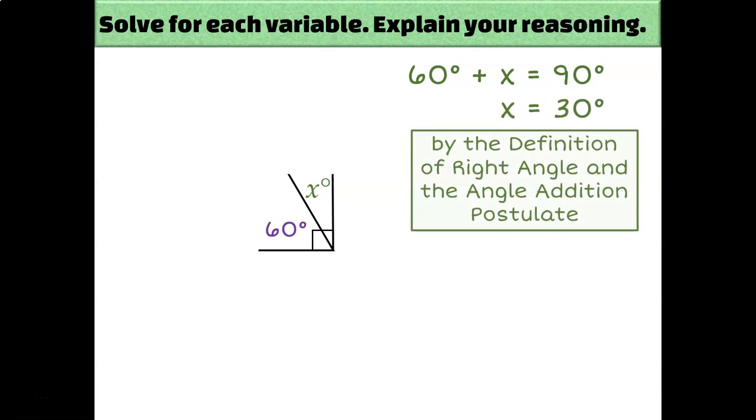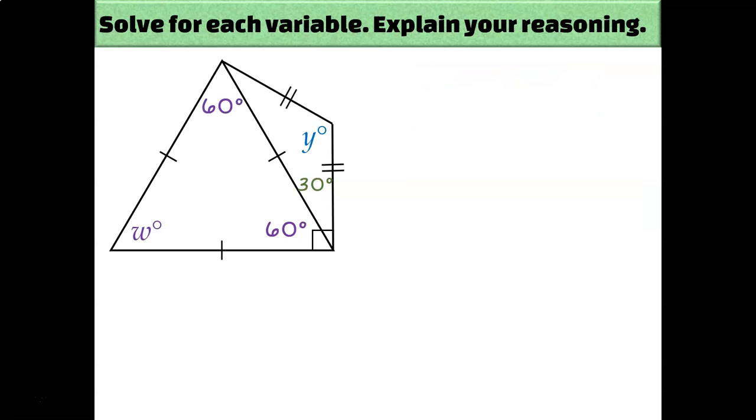And again, there's really two reasons that support why that's possible. First is the definition of right angle, that since I had an angle marked with a little square at the vertex, it must measure 90 degrees. And then I use the angle addition postulate to add those two angles together that made up the 90-degree angle. Okay, so let's update our diagram again. X would be 30 degrees.